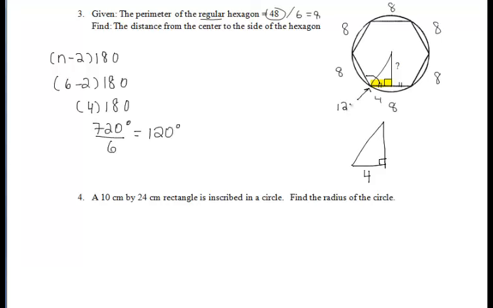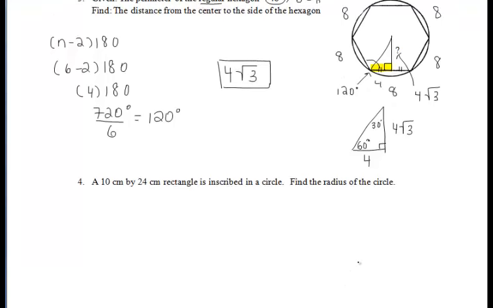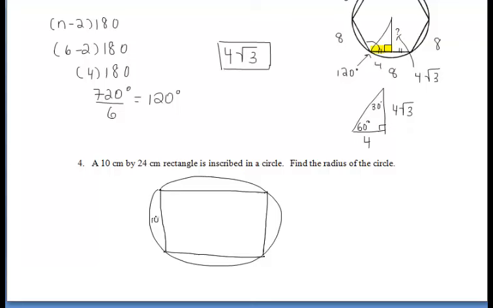So that large angle right there would have a measure of 120 degrees. But when we constructed the hypotenuse of that right triangle, it bisected that angle, making it a 60-degree angle. So we have a 30, 60, 90 triangle. We know the side across from the 30-degree angle is 4, so the side across from our 60-degree angle is 4 radical 3, which is the distance from the center of the circle to the side of the hexagon.